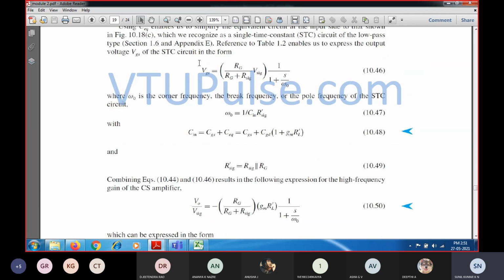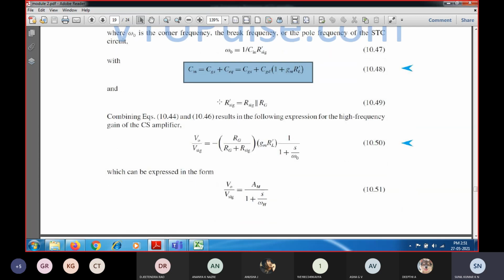So we have just obtained the value of the input voltage, the signal voltage across the gate to source capacitance, and we have found out the value of the input capacitance. That is the single reactance value, which will be equal to C in equals CGS plus C equivalent. So you are going to find a single reactance component, and one resistance component we have also done. That is equivalent to R signal in parallel with RG. This is the equivalent resistance which you observe at the input side of the path. So this is the single capacitance, and this is the single resistance.